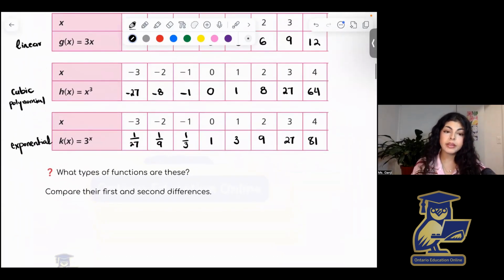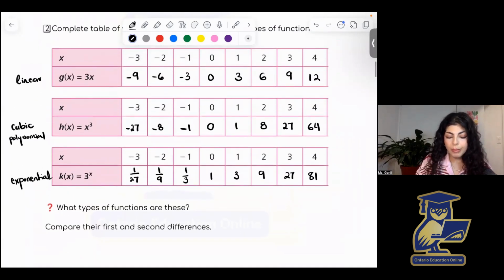And now we're asked to compare the first and second differences. So remember, first differences are when you subtract the outputs and find the differences there. So for example, in this case, we would have -6 minus -9, which would give us 3. And similarly here, -3 minus -6 will give you 3. And 0 minus -3 will give you 3, and so on and so forth.